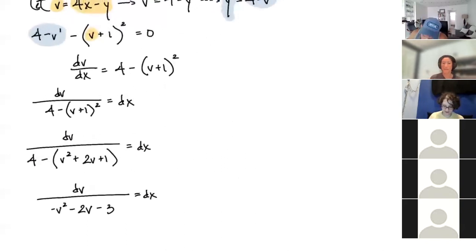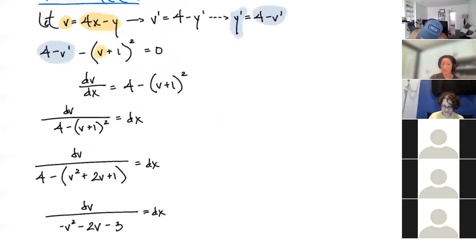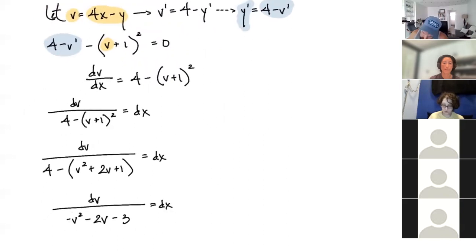All right. Whoa, how are we doing with that distribution over there? Distributing and foiling, and we get negative v squared minus 2v minus 3 in the denominator. Let's see, 4 minus 1 is indeed plus 3. Good catch. I love it. Okay.